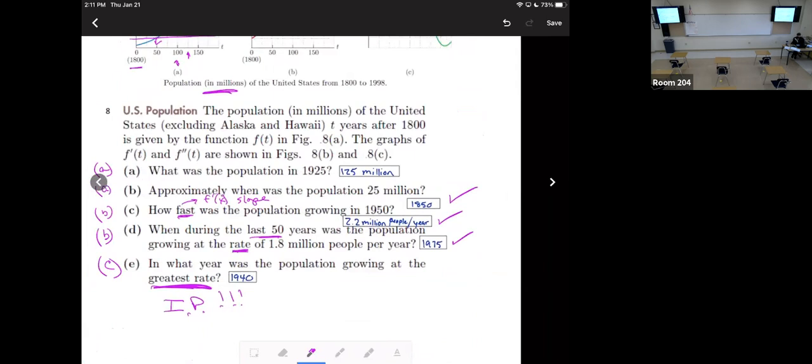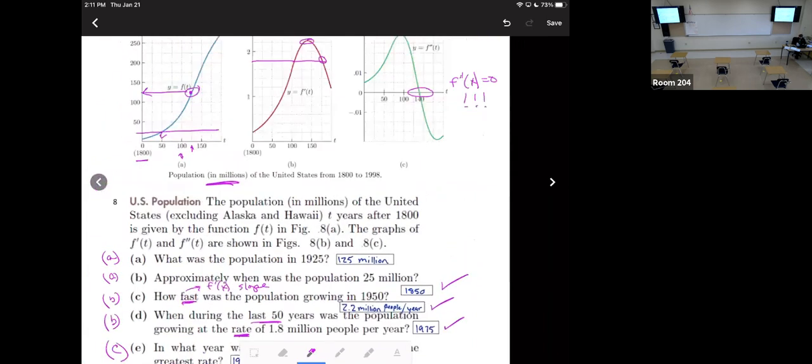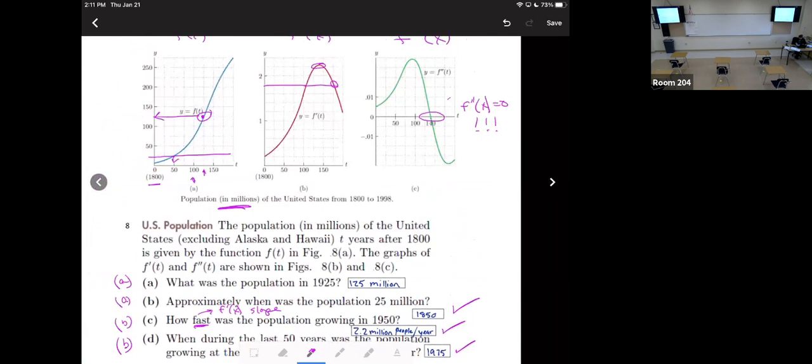Okay, any questions about reading graphs with all three of the functions? Wait, why would that be 1940? Because you see right here where the inflection point is denoted because the second derivative is zero. Yeah. And it's 140, so 140 plus 1800. Got it. But it's by far the easiest one to read.